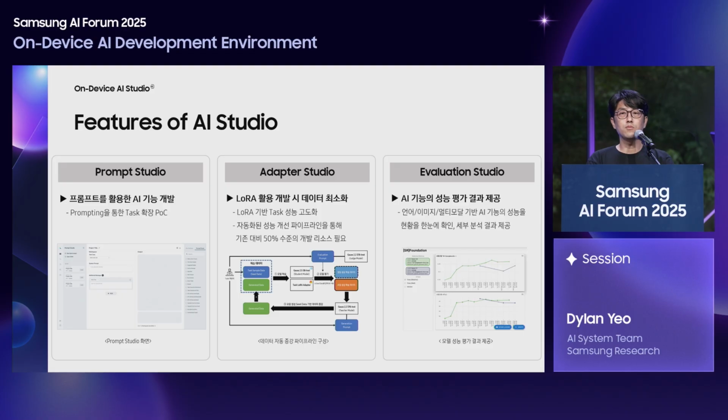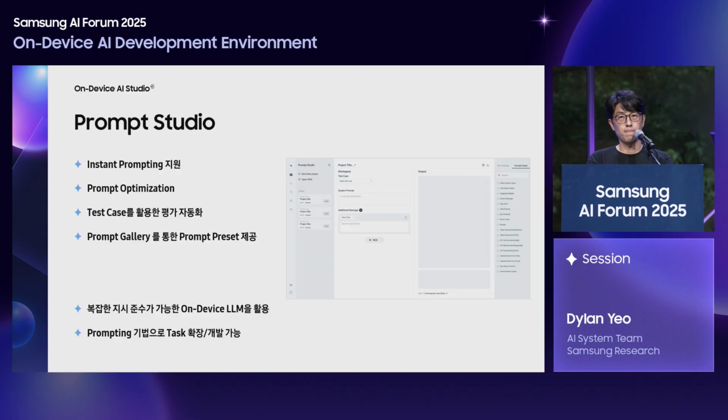AI Studio is a development environment for developers to develop the AI functions they need using generative AI. First, there is Prompt Studio that enables AI function development just with prompts. And there's the Adapter Studio that supports LoRa training and an optimized training pipeline. Last but not least, there's the Evaluation Studio that enables the verification of the adapted results and performance evaluation.